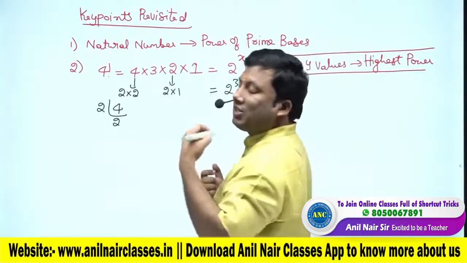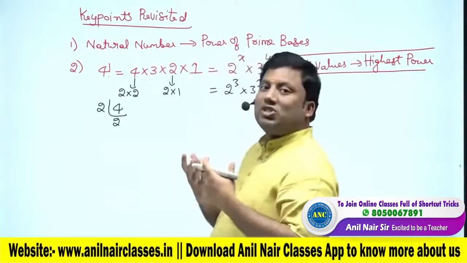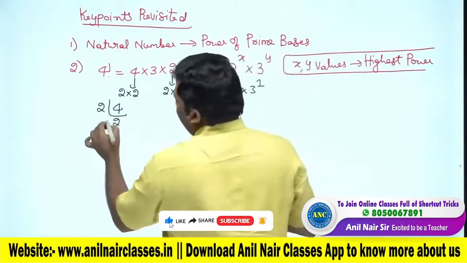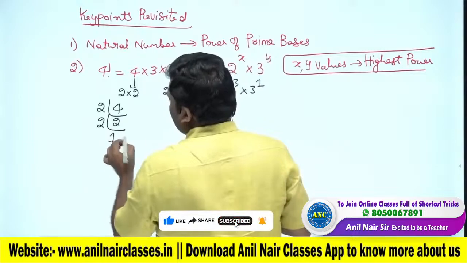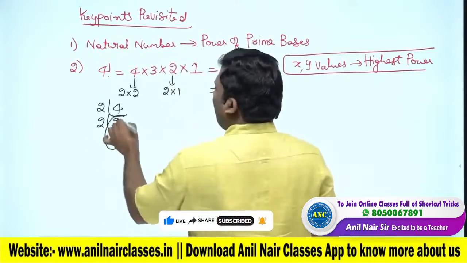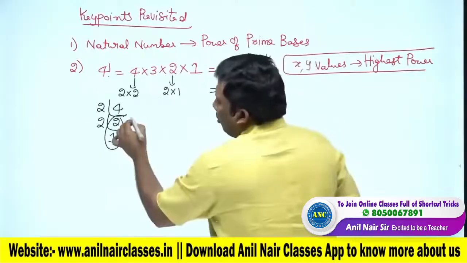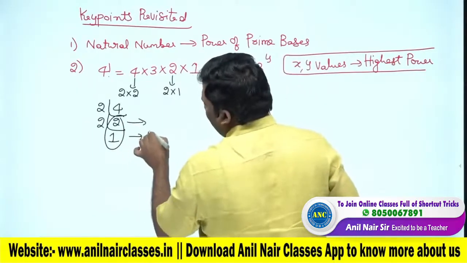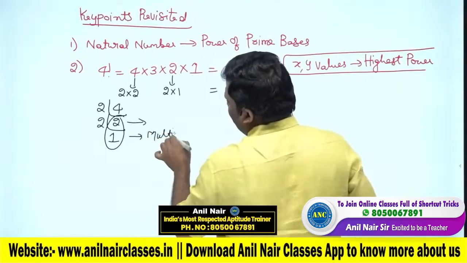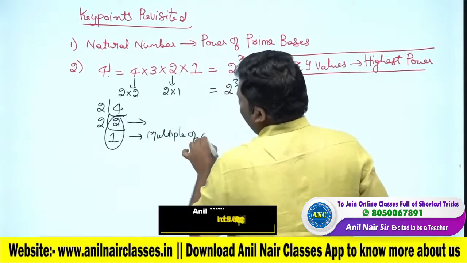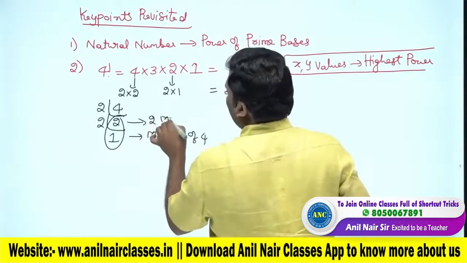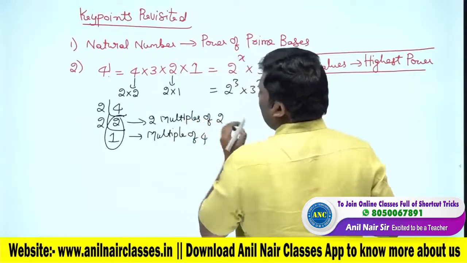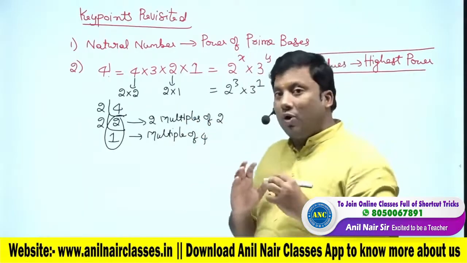But in 4 there is an extra 2. Every power of 4 is also a power of 2. Every power of 16 is also a power of 2. Again divide: 2 1s are 2. So what is 2 plus 1? 3. What is this 2? It says that there are 2 multiples of 2. It is 1 multiple of 4. Please write down in the same order, sir. There are two multiples of 2 and there is one multiple of 4. I hope it is clear.